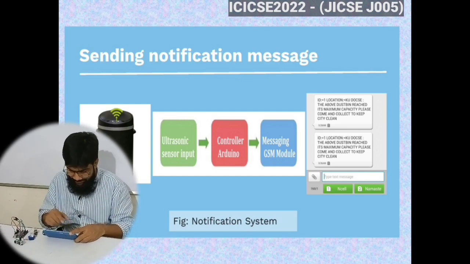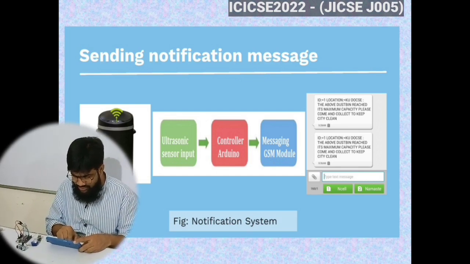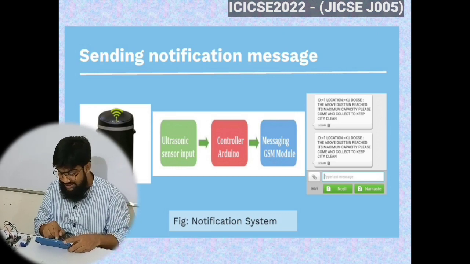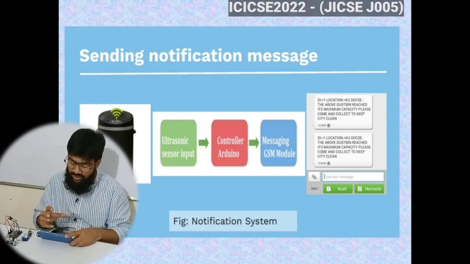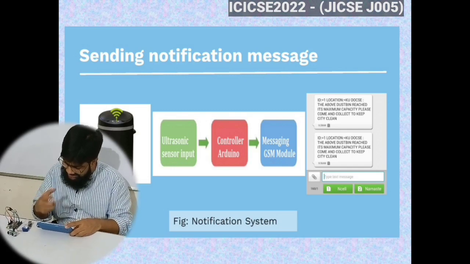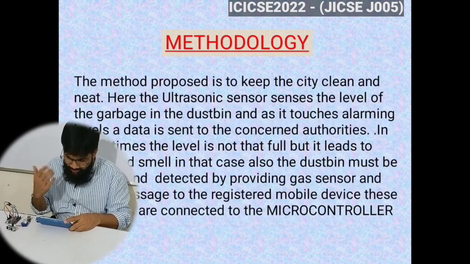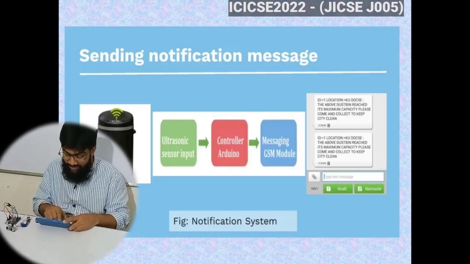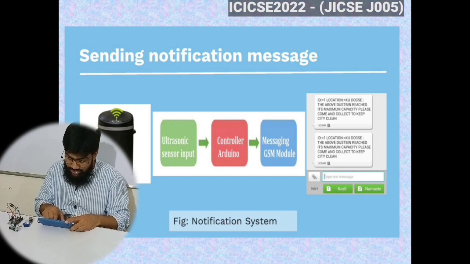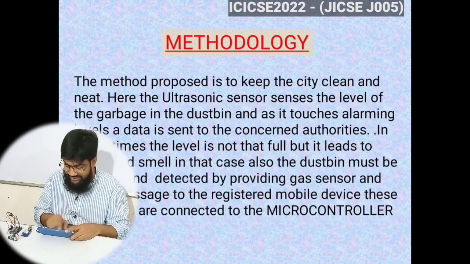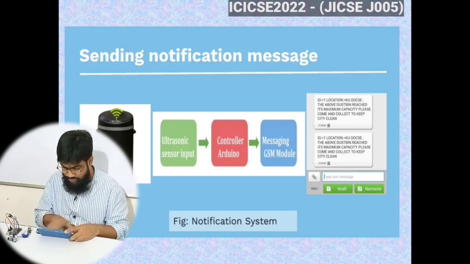So here is a basic, simple explanation to get a clear scenario of what is actually happening. Here you can see the ultrasonic sensor input given to Arduino. From Arduino, the message is given to the GSM module. That's how it gets processed. We are using two ultrasonic sensors, not depending on one. One ultrasonic sensor is for GSM messaging, and the other ultrasonic sensor is to flip open your dustbin. That's what is explained here.